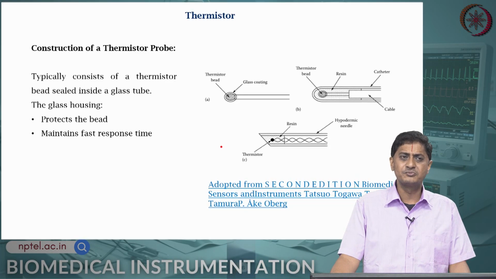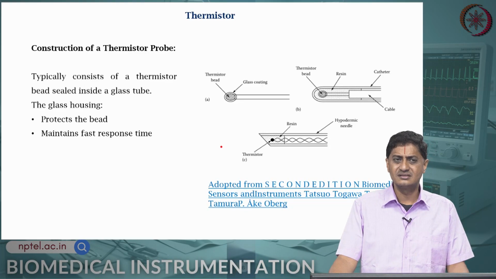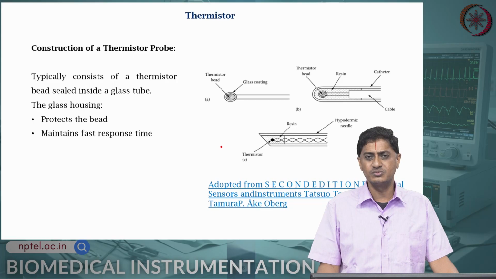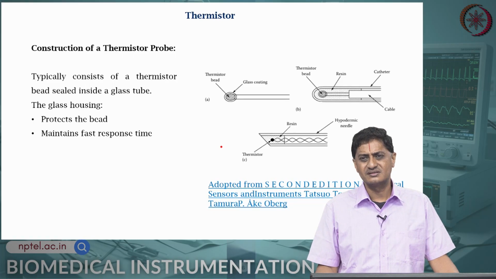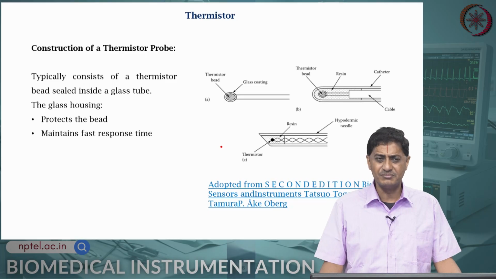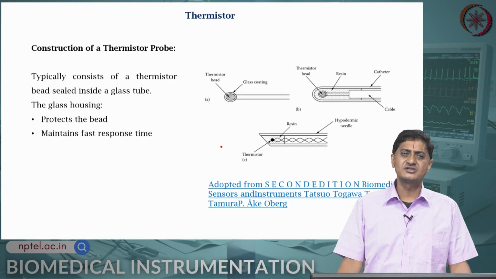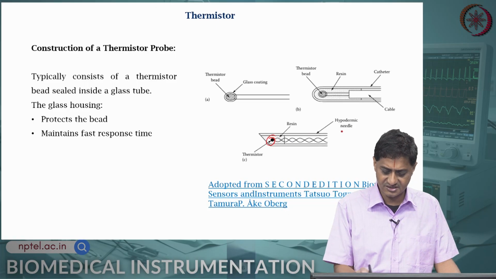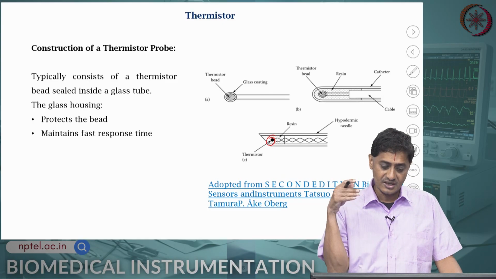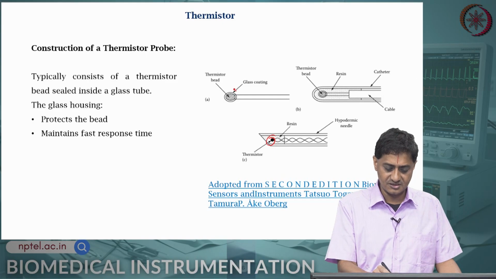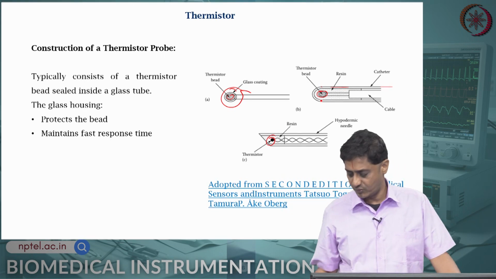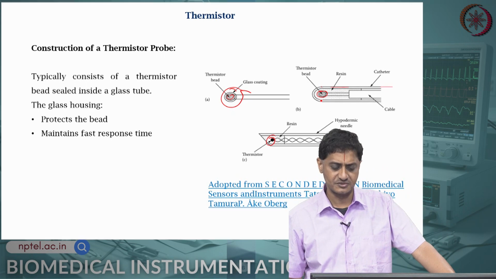Typically, a thermistor probe contains the thermistor material, the bead of thermistor material that is sealed inside a glass tube, and the glass tube helps to protect the bead and ensures that the response time is relatively fast. For example, this is the thermistor bead and this is the hypodermic needle that is used to pierce the skin. This is the thermistor bead inside and there is a glass coating outside, and here is a thermistor bead and there is a catheter. So, it is a really small thermistor bead.